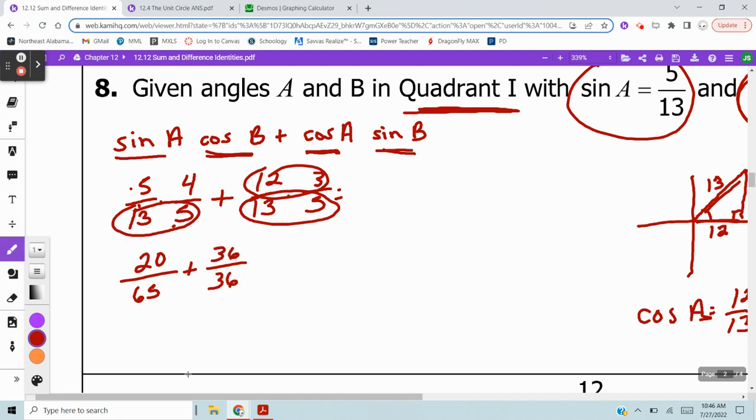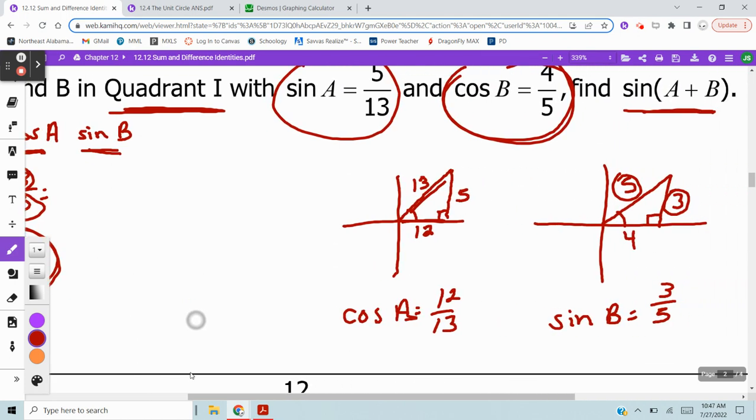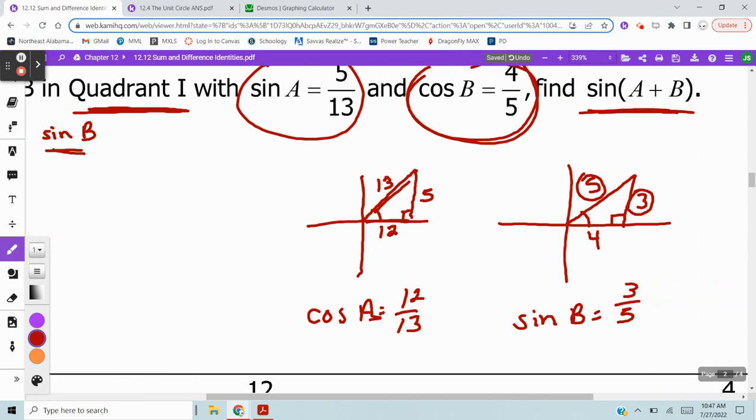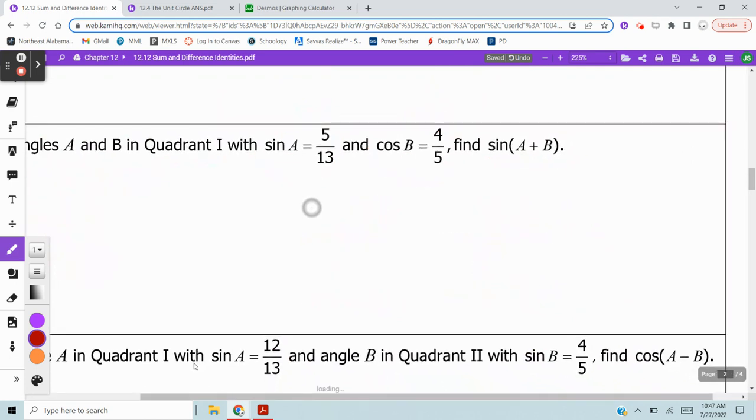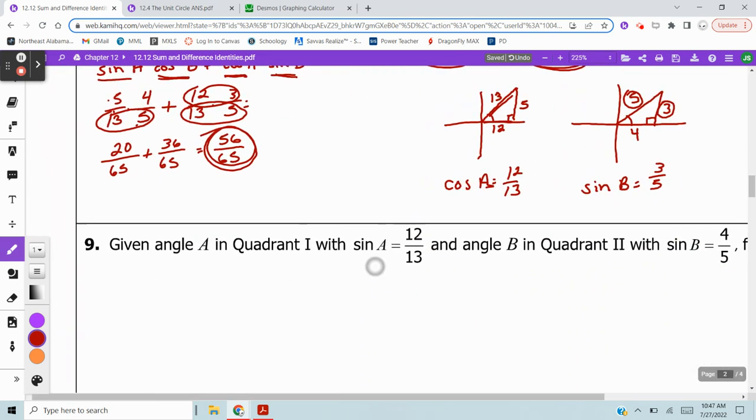And notice, whoops, said one thing, did another. The bottoms are the same. So you don't have to worry about finding common denominators if you don't cross cancel. That'd be 56 out of 65, and that does not reduce. That is the value of the sine of A plus B. Again, we do not know what A is. We don't know what B is. We didn't have to find them. We were able to find the sine of the sum without finding each individual angle.